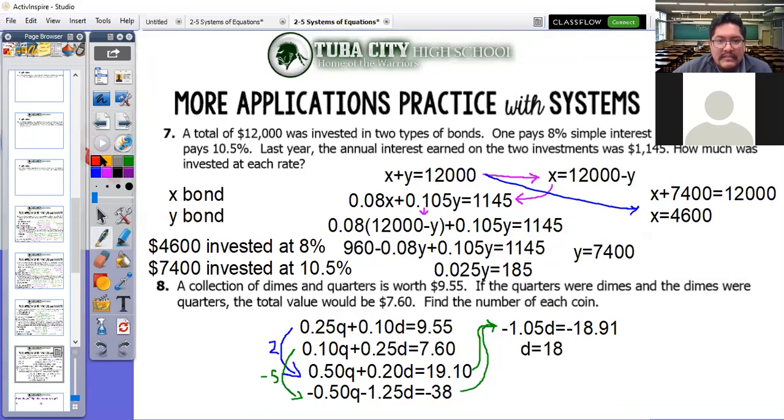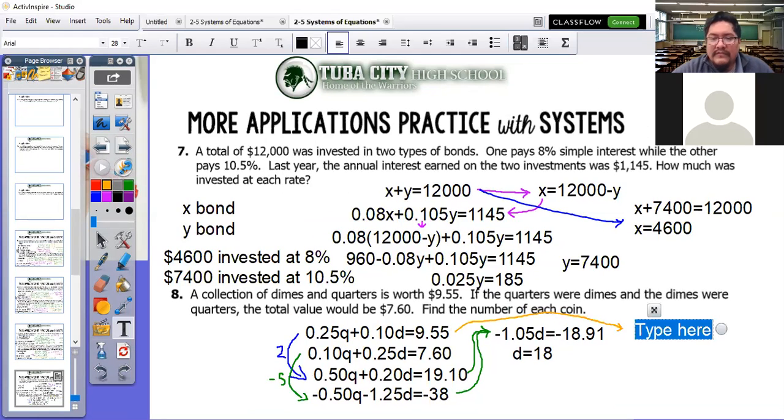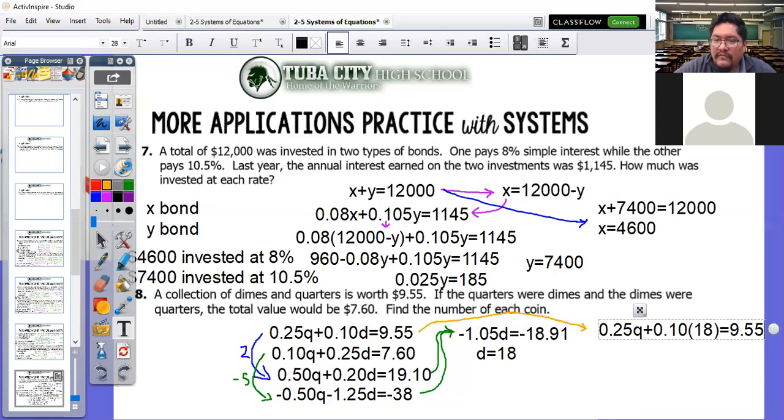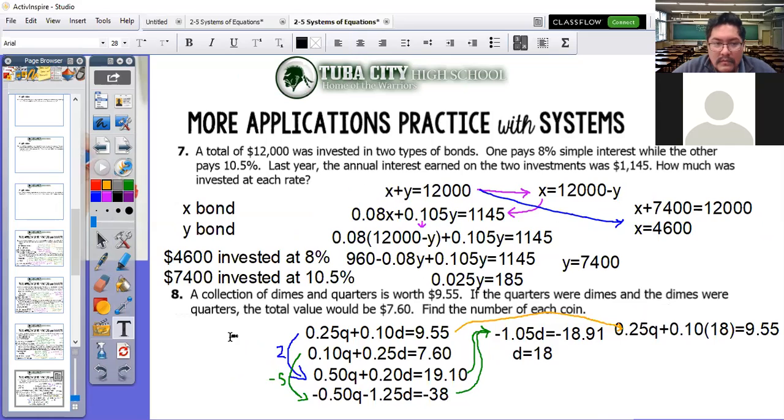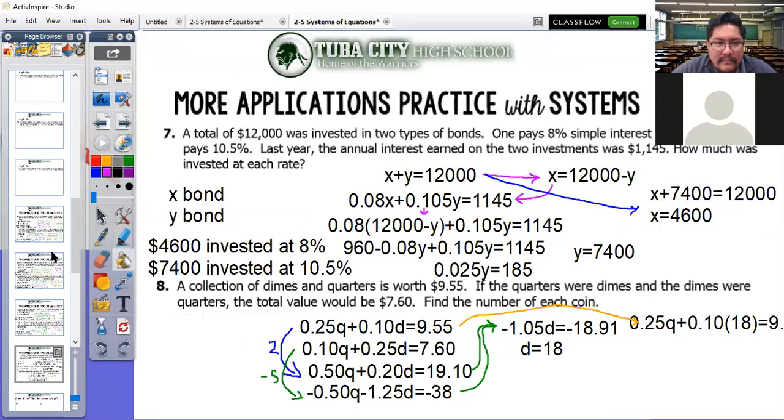So to find the other one, let's pick one of our original equations and plug it in. I want to use this one here just because it's closer, because we know quarters are 25 cents and dimes are this much. So if something goes wrong, it's a little bit easier to spot what's going on. And we're looking for quarters, so we don't know the quarters. And we know that there are 18 dimes. And this comes out to $9.55. So I'm going to just move this over here, and I'm going to shorten this a little bit.